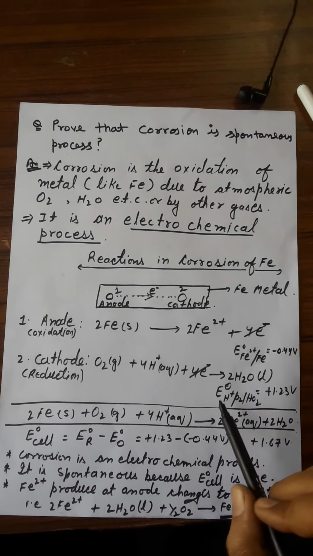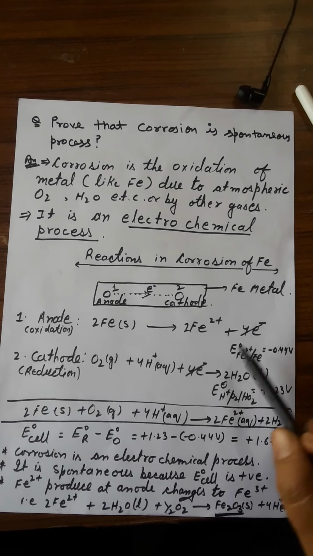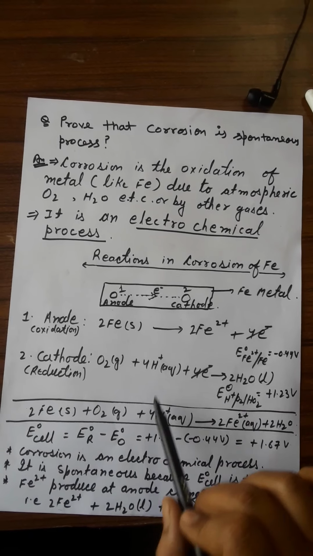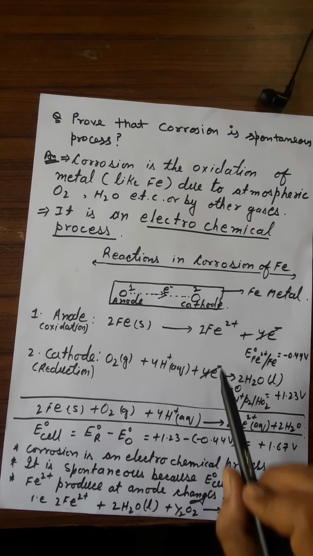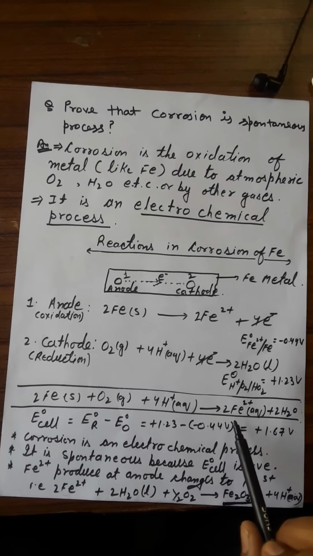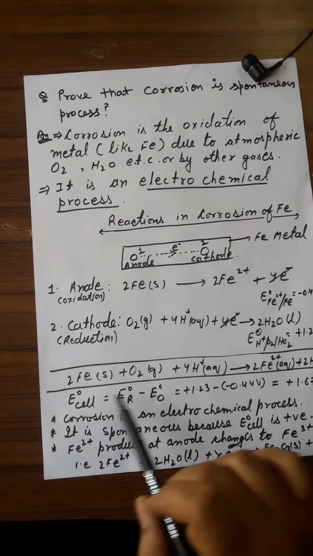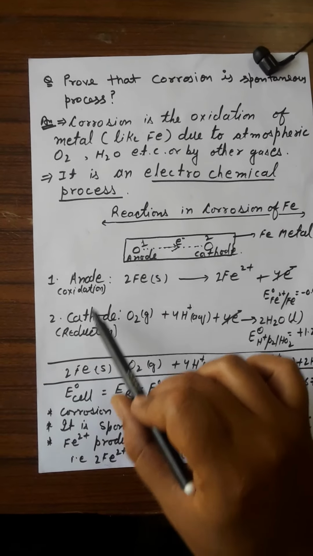Now what will be the overall reaction? The electrons will cancel each other because they are opposite to each other. Now what is left? 2Fe, O2, then 4H+ on the reactant side, and on the product side 2Fe2+ plus 2 moles of water is produced. So if I make this overall reaction, then it is a redox reaction.